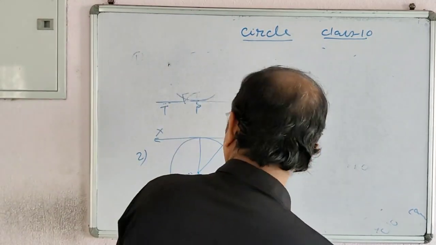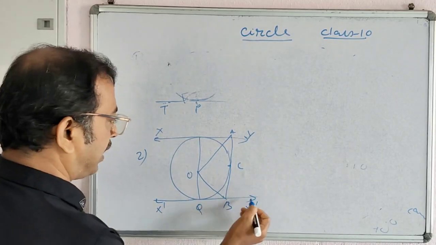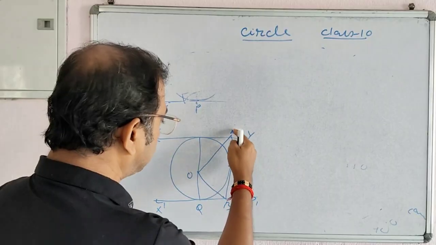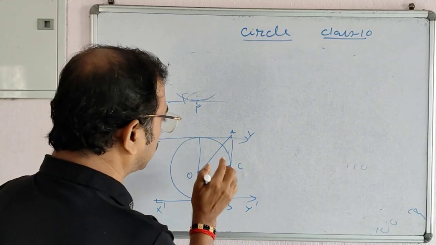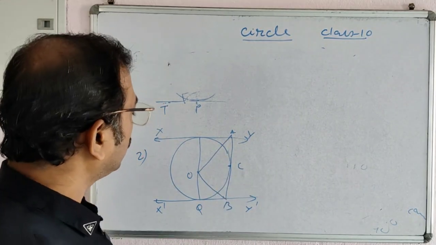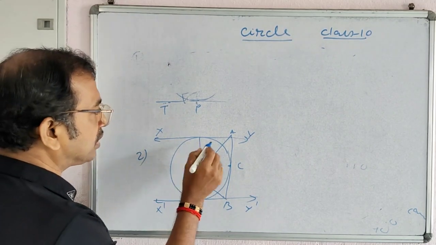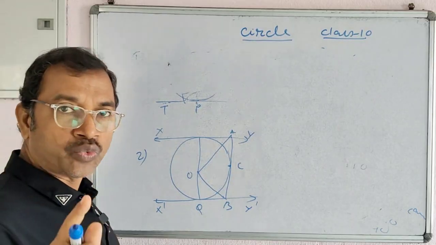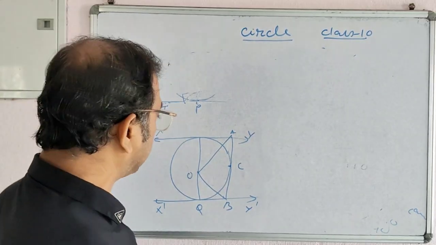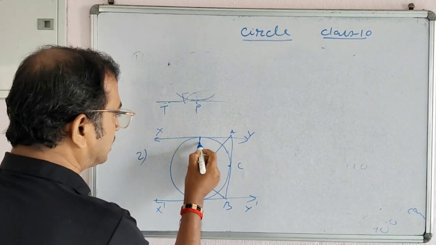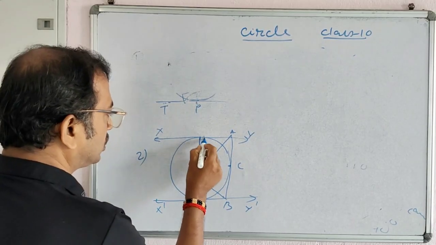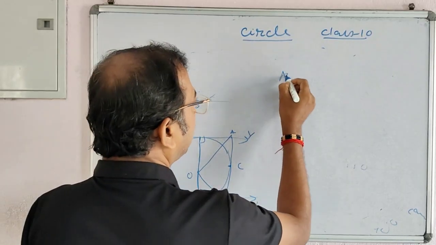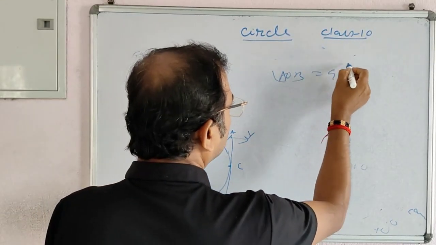So similarly, another question is given here. It is given that XY and X dash Y dash are two parallel tangents. Another tangent is AB, which touches the circle at the point C. Given that XY and X dash Y dash are two parallel tangents, and this is the diameter, so this is 90, this is 90. What you have to prove: prove that AOB equals 90 degrees.